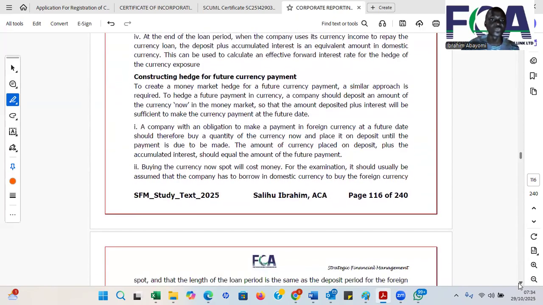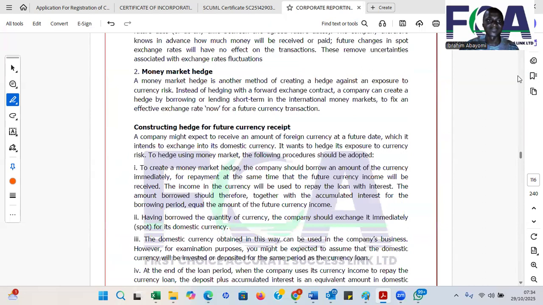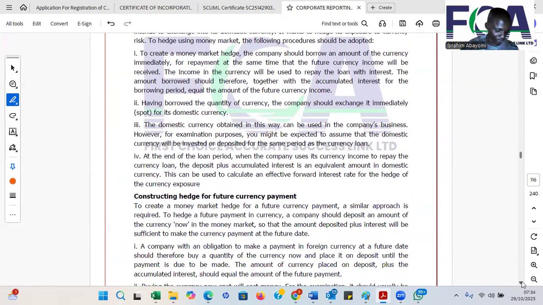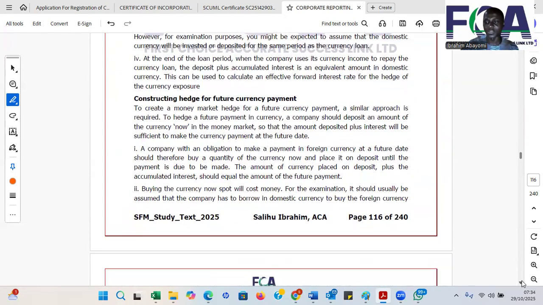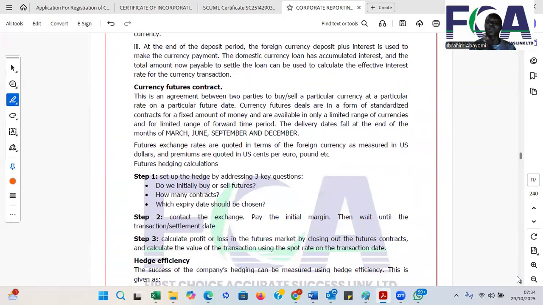There is the currency futures contract. Now, for currency futures contracts, how does it work? Let's explain this. A currency futures contract is similar to a forward contract in the sense that it is an arrangement between two parties to sell or buy a quantity of foreign currency in a future period.